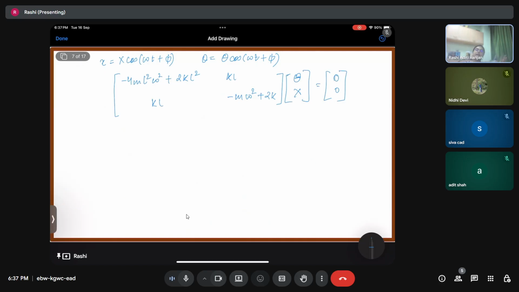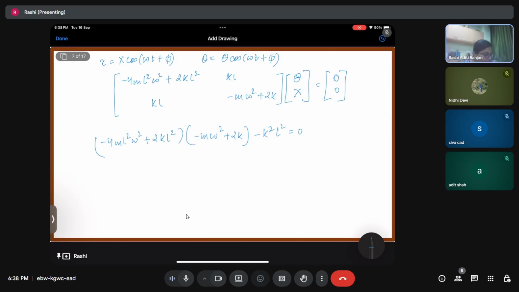Again, capital Θ and capital X can never be equal to 0. So the only way that it is going to be equal to 0 is that we put the determinant of the first matrix equal to 0, which is going to give us (-4ml²ω² + 2kl²)(-mω² + 2k) minus k²l² is equal to 0.